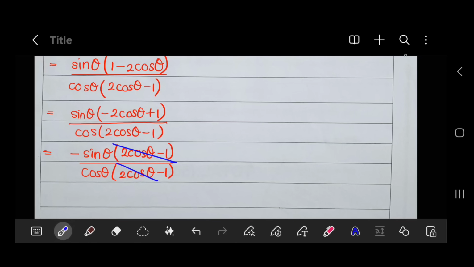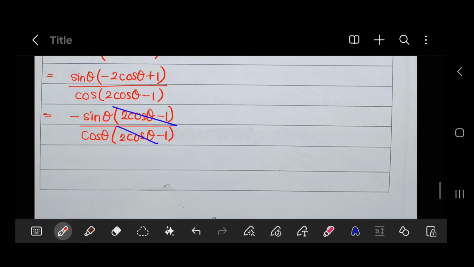Now we notice that the brackets are exactly the same, meaning that they can cancel out with each other. And you guys have learned that sine theta over cos theta is equal to tan theta, which means that negative tan theta here is our final answer.